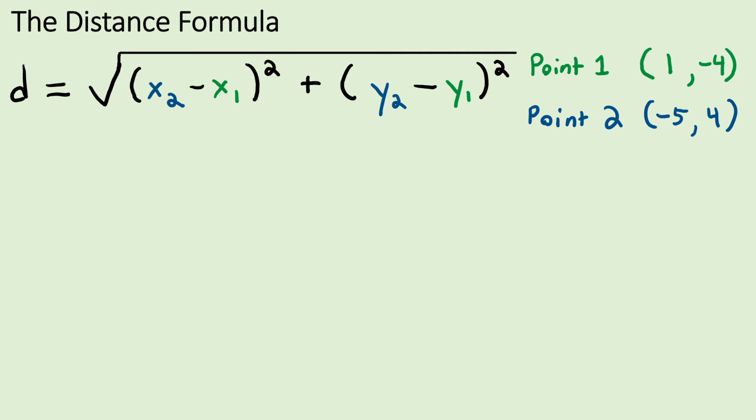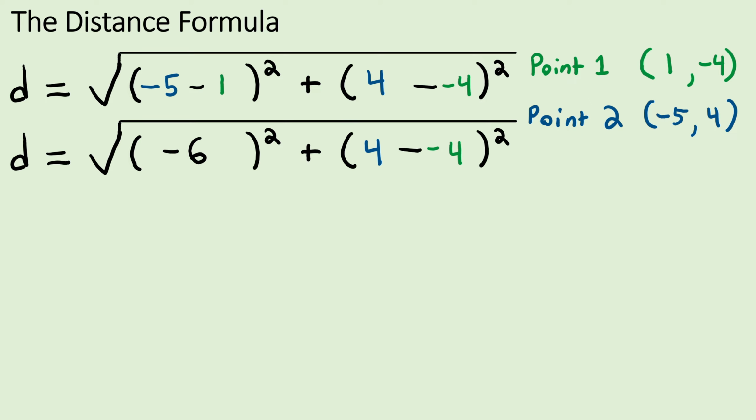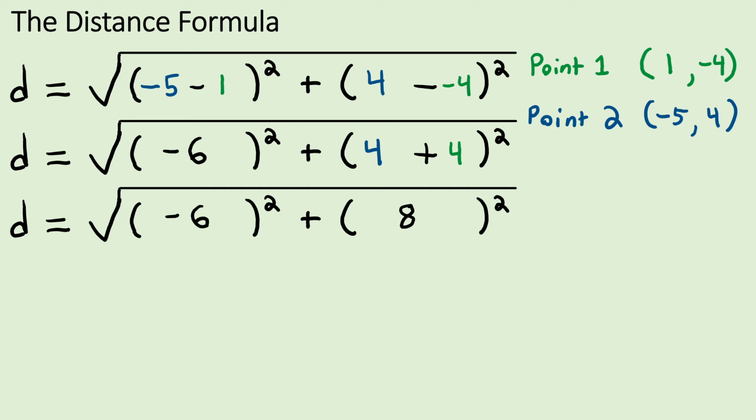Let's try another example. Our x2 is negative 5, our x1 is 1, our y2 is 4, and our y1 is negative 4. Now let's solve. We start with our parentheses. Negative 5 minus 1 is negative 6. In our second set of parentheses, we have two minus signs next to each other. They become a plus sign. Now I can add 4 plus 4, which is 8.